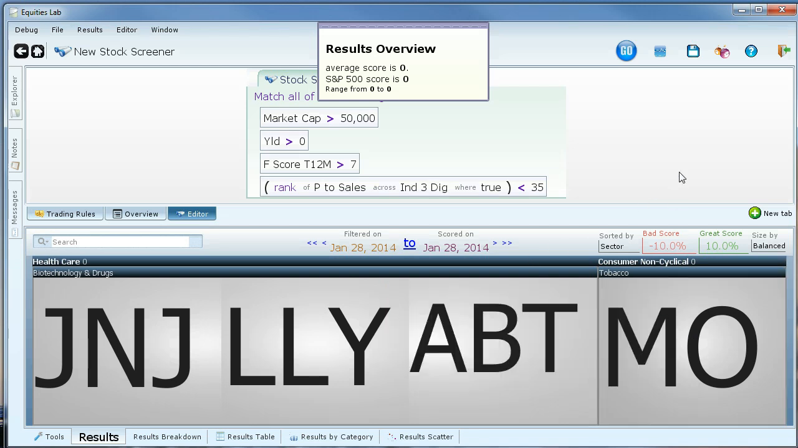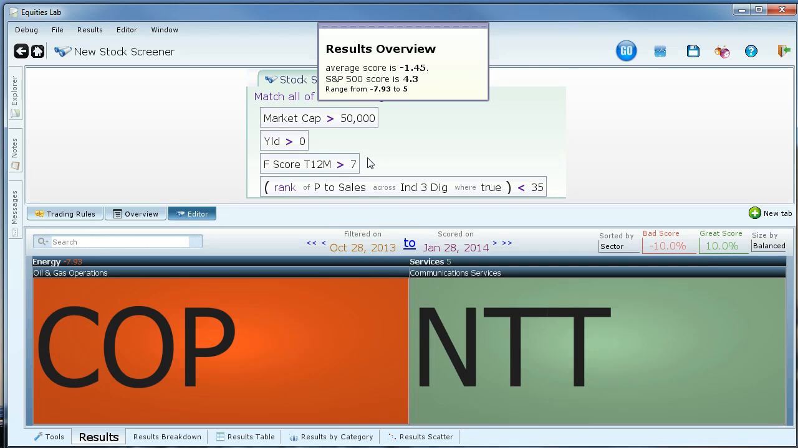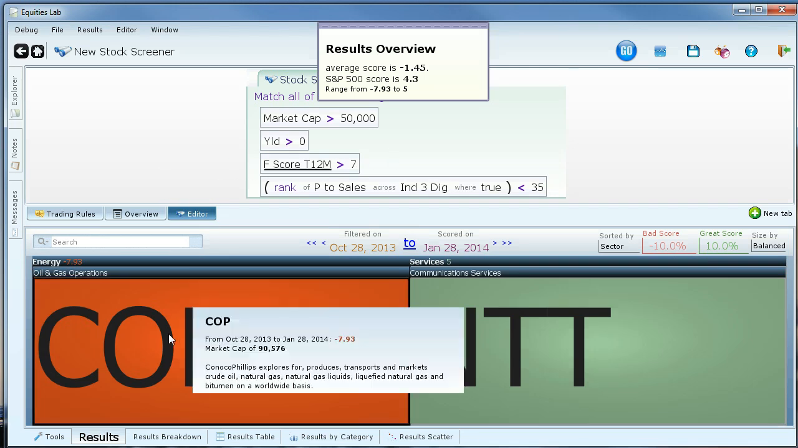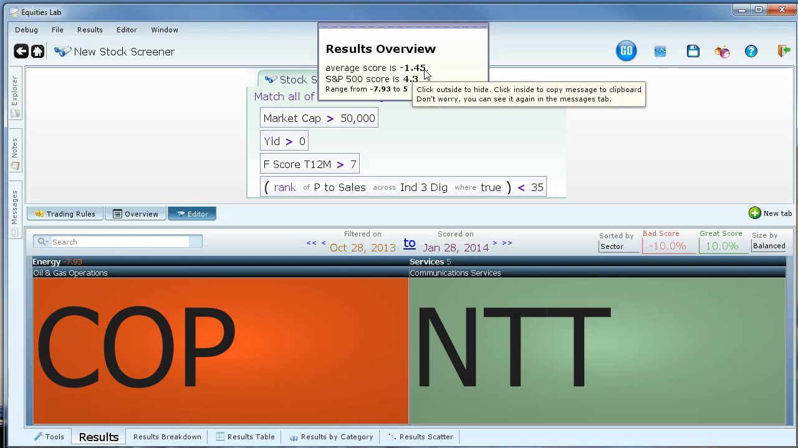Now a unique feature we have in our stock screener is the ability to essentially go back in time. So I'm going to choose the 3-month interval, and what that is going to do is display the stocks that passed this strategy exactly 3 months ago on October 28th, and it's going to give me an idea of how well they performed up until today. So if I would have bought both of these stocks and given it equal weight in my portfolio, I would have returned negative 1.45%, while the S&P 500 grew 4.3%.